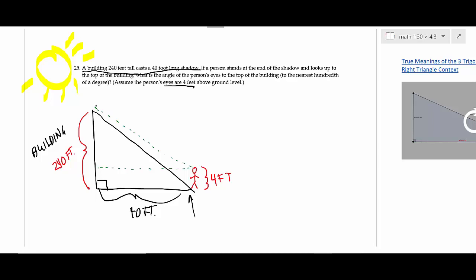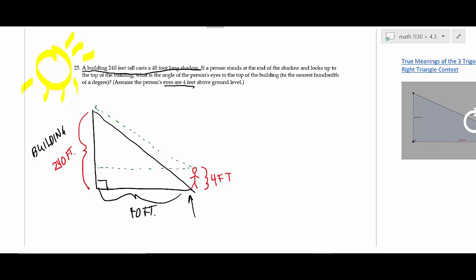Here's what you want to think about. We have two right triangles. What we're looking for is this angle right there, so we need to be looking at this triangle here. Let's see what we know. What is this right here? 40. That's still 40. That doesn't change, right? How about this? Is that 240 or is it something else? 236. It's 240 less the 4, right?